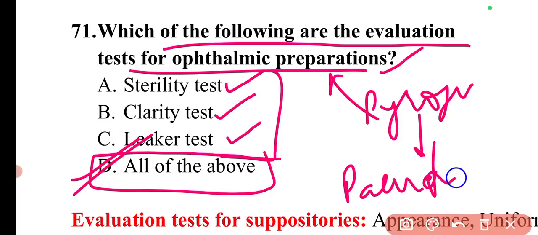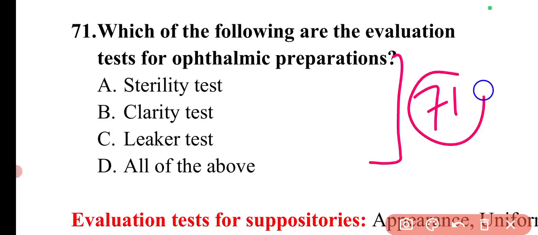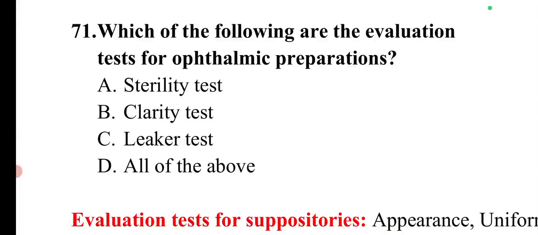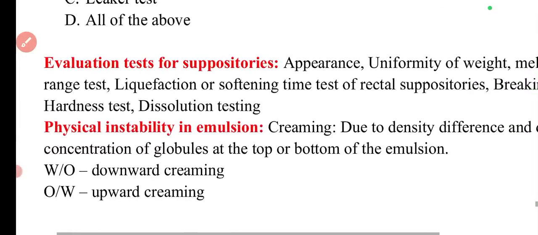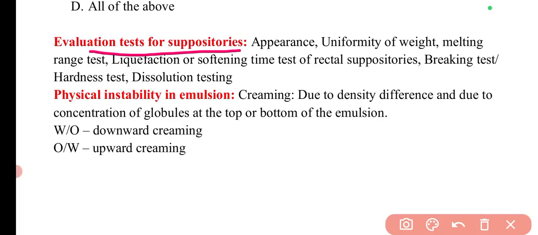So here we have discussed around 71 important questions from all the different topics mentioned in the syllabus. The additional information you must always remember. Apart from this, we can discuss a few important points that I have left out of the questions. The evaluation tests for suppositories: a question can be asked like which of the following is not an evaluation test of suppositories, or which of the following is a type of evaluation test for suppositories.